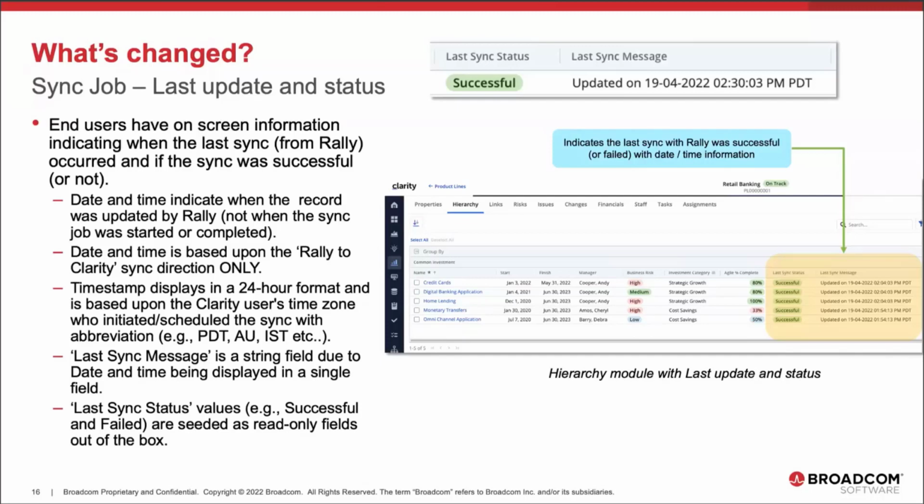And as I mentioned, date and time is based on the Rally to Clarity sync direction only. The timestamp only displays in a 24-hour format, and it uses the time zone of the Clarity user who initiated or scheduled the sync. And it will use abbreviations depending on your geography.